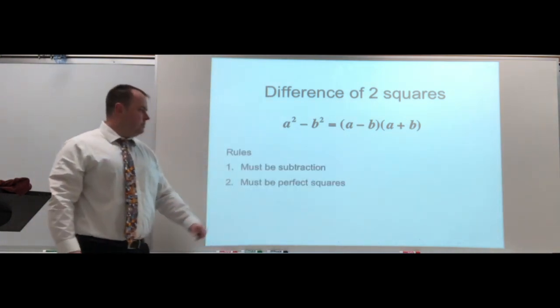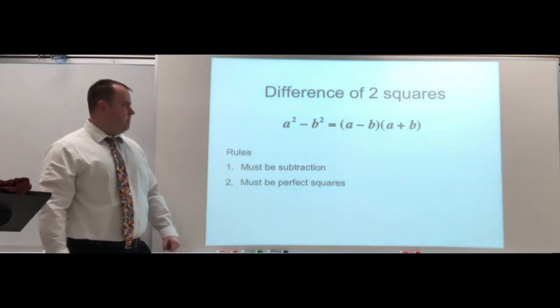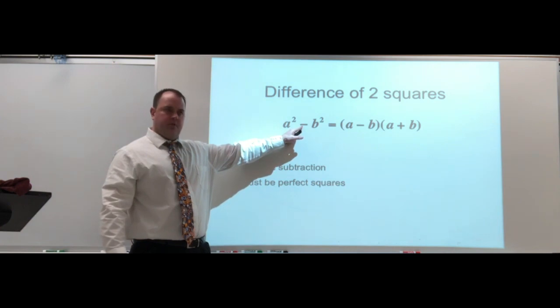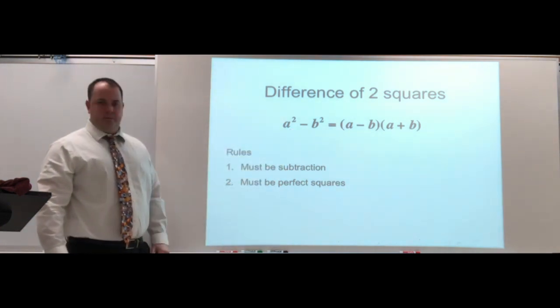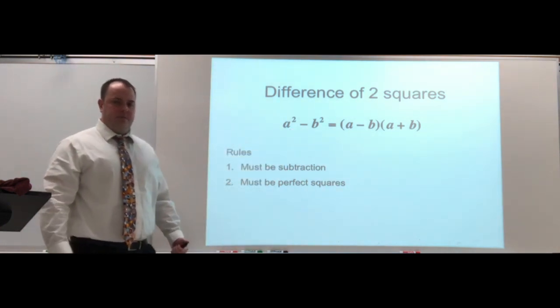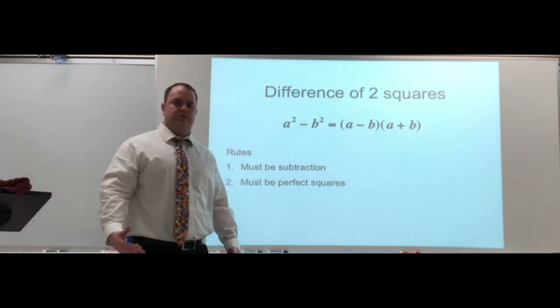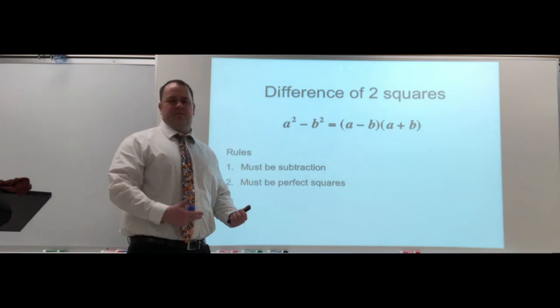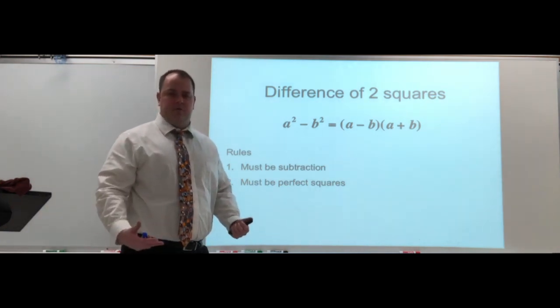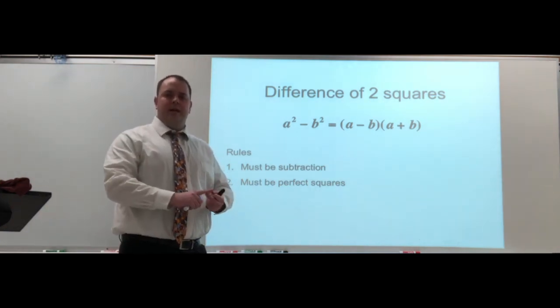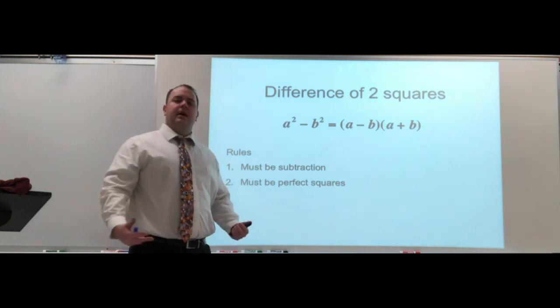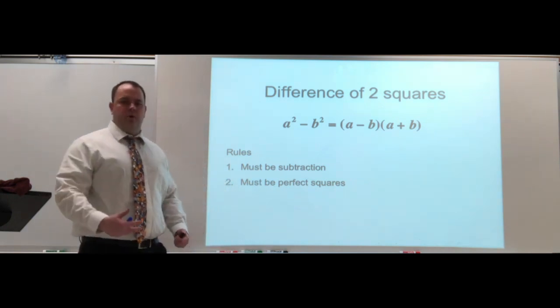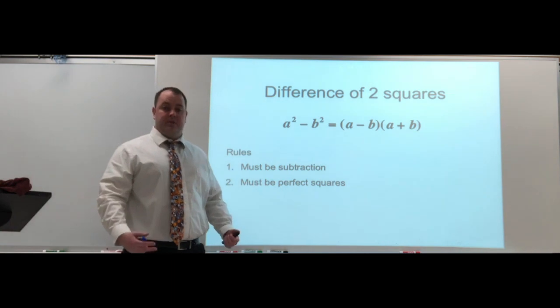Now there's 2 rules. It must be subtraction, a squared minus b squared. And they have to be perfect squares. So you do need to know your perfect squares. The better you are at your perfect squares, the easier this is going to be. So remember, you're just going to be taking numbers, multiplying by itself. That's what a perfect square is. 4, 9, 16. Anything that has a perfect square root or a nice square root where you're not left with decimals.